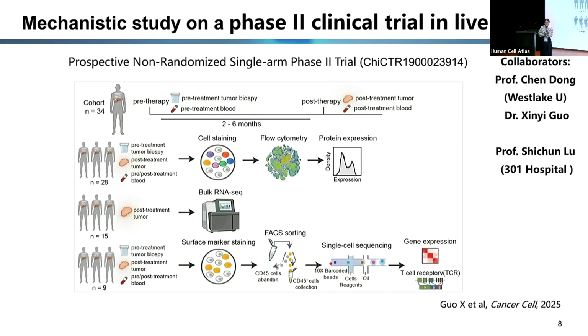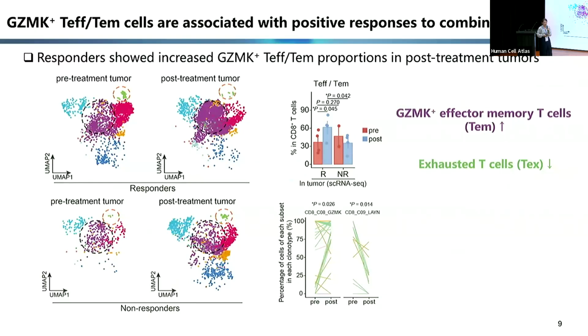So to answer this question, we collaborated with immunologist Professor Chen Dong at Westlake University and Professor Jinyue Liu from Tier 1 Hospital, who conducted a phase 2 clinical trial in liver cancer. Samples from these patients were collected before and after the PD-1 and lenvatinib combination therapy. So I will go over some of the key findings of CD8 T cells, for example.